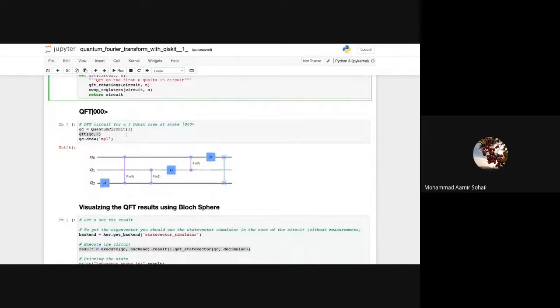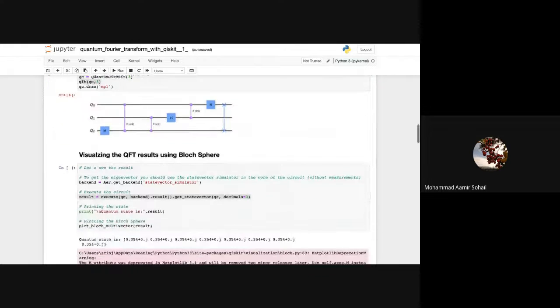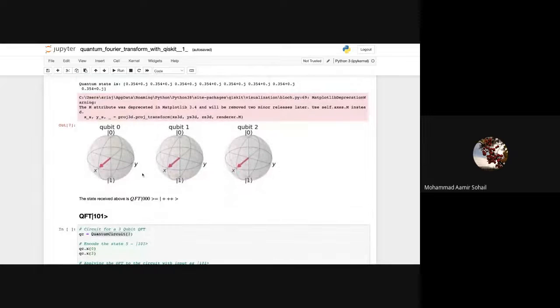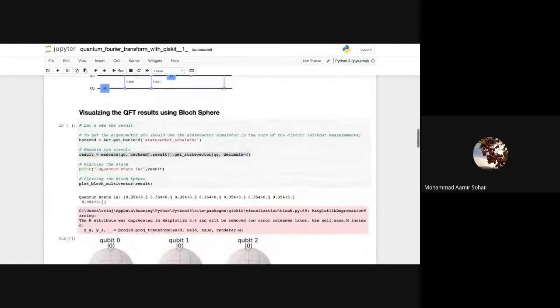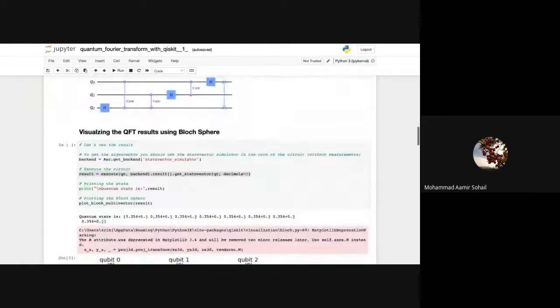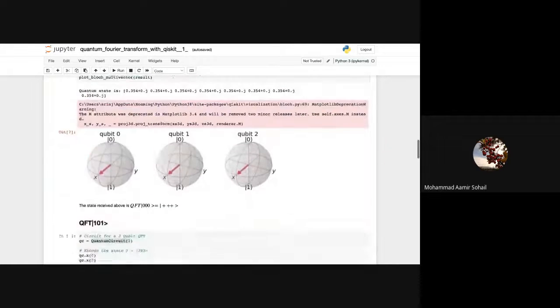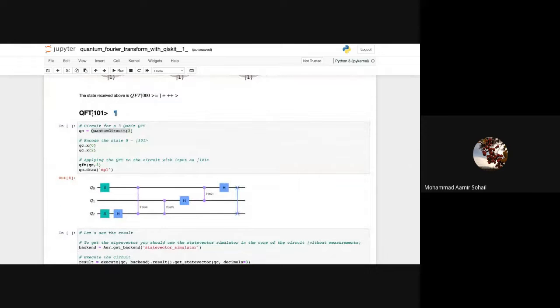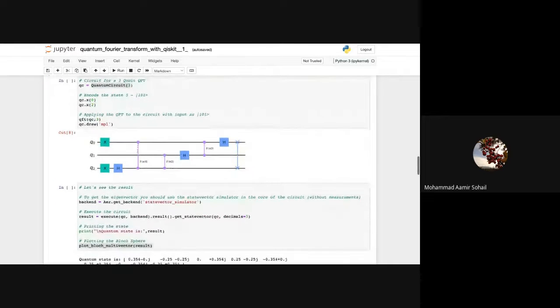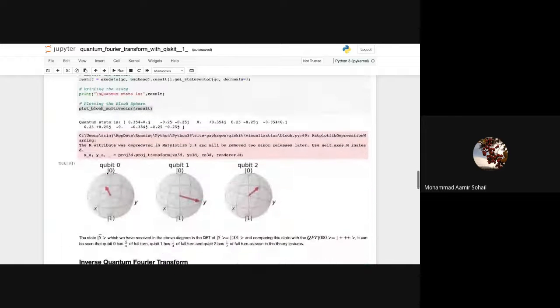Then here we saw what the QFT of the 000 all zero state is, and this one is very clear to us, because the all zero state will give you all plus plus plus. We also saw this 101 state. We did the same thing as above for the all zero state, but instead we applied this X gate just to encode the circuit into 101. And then we plotted here, and we got this vector.